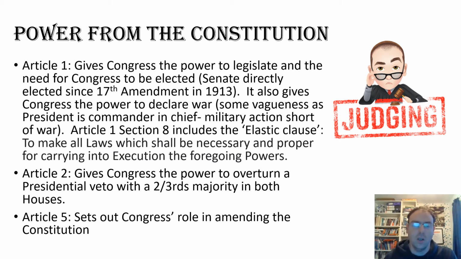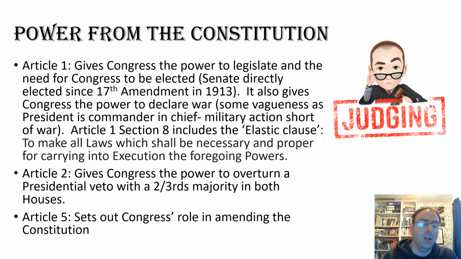And there is also in Article 1, Section 8, what's known as the Elastic Clause or Necessary and Proper Clause, and it says to make all laws that shall be necessary and proper for carrying into execution the foregoing powers, the previous powers that are given to Congress in Article 1. And that really has been used as a mechanism that's allowed congressional power to grow through the years.